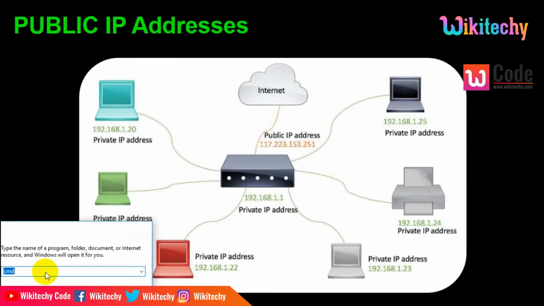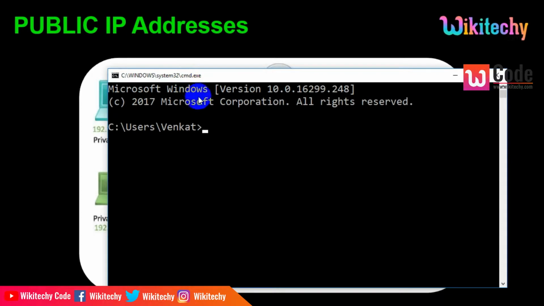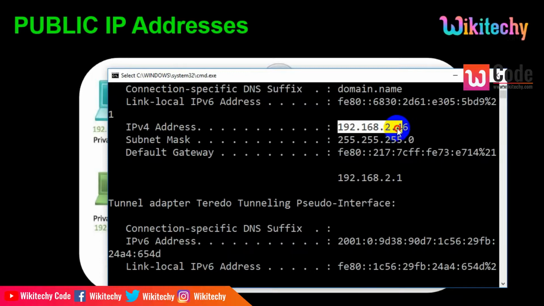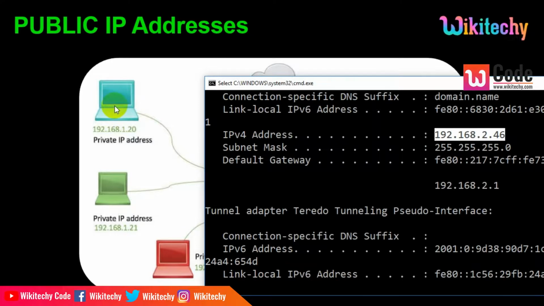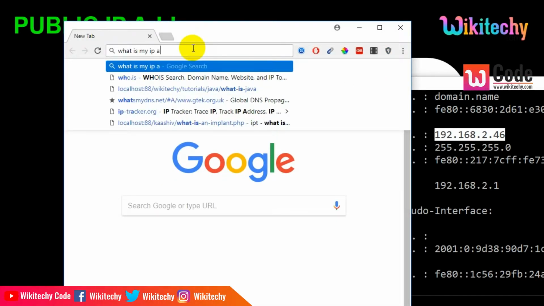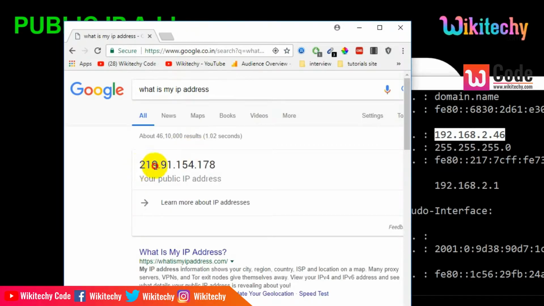So I go to my command prompt, and this is my command prompt. Now I'm giving ipconfig. Over here you're able to see 192.168.2.46, which is in my network. So I've got a computer and the IP address in my computer is this one. I want to see what the IP address is on the internet. What is my IP address? So my IP address is 219.91.154.178. This is your public IP address.